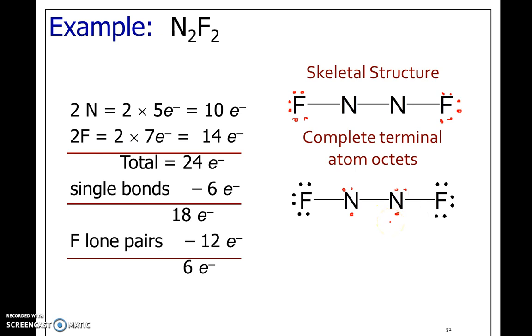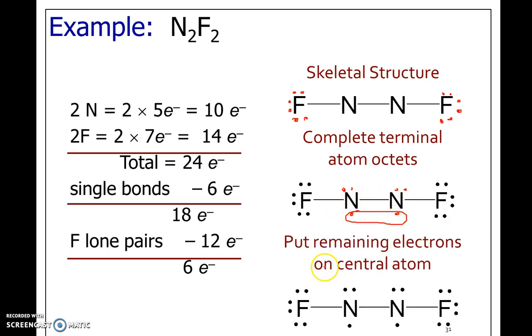The octets are not complete. You also notice that there are 2 of those that are not even a lone pair, they're single electrons. Electrons like to be paired, not alone. So what we can do is take those 2 and share them so we can have a double bond.